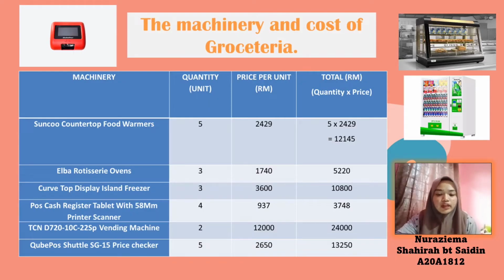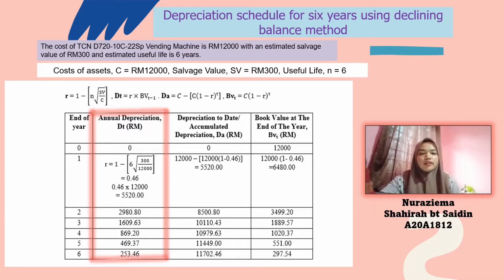Now, the machineries and costs in our business, which is Groceteria. There are 6 types of machine. Among them are 5 units of Sanko countertop food warmer with the amount of 2,429 ringgit each, 3 units of Elba rotisserie oven with the amount of 1,740 ringgit each, and others. Next is the depreciation schedule for 6 years using the declining balance method.